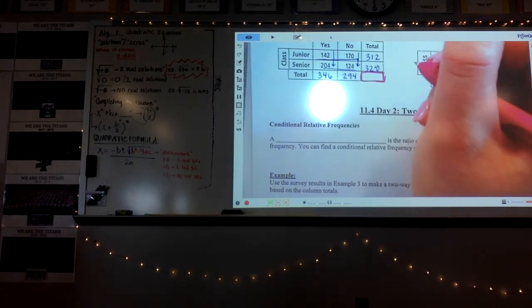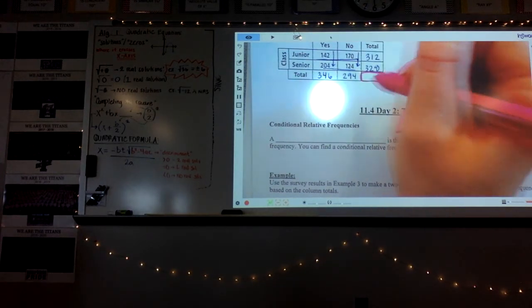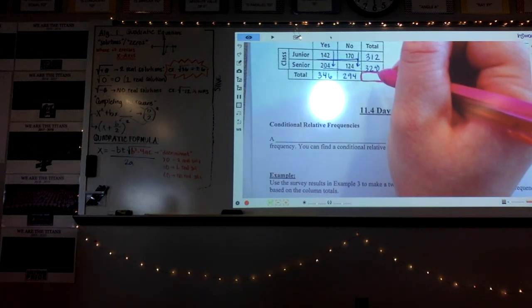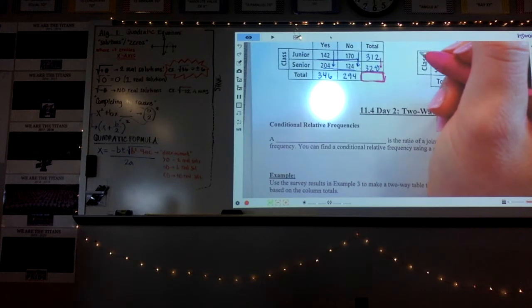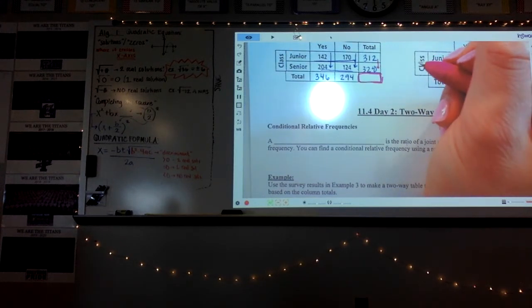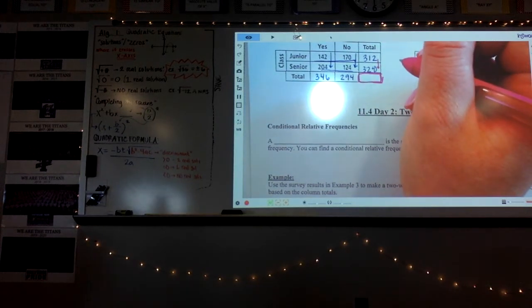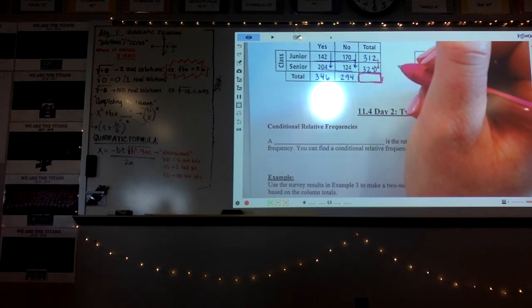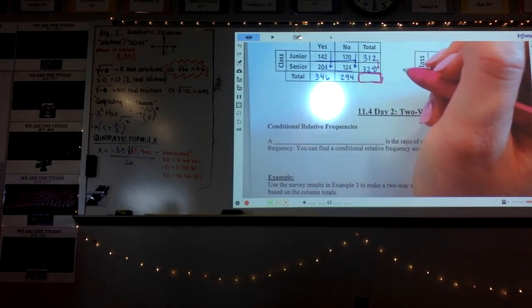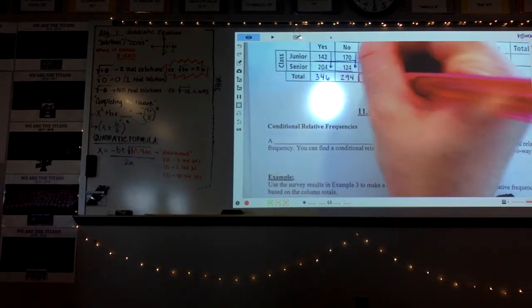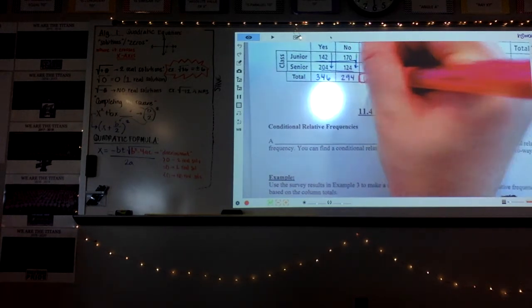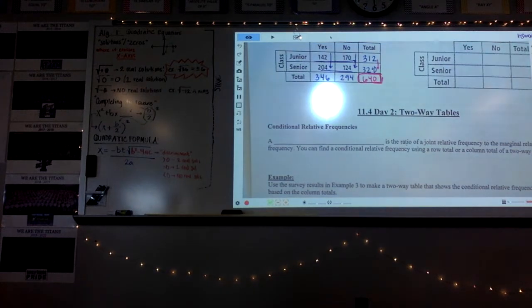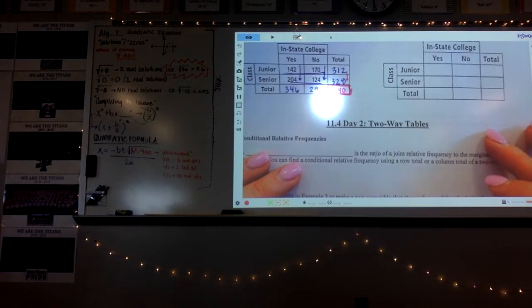Right, so add. 312 plus, yeah, 640. Good. Okay. So now we find the percentages.